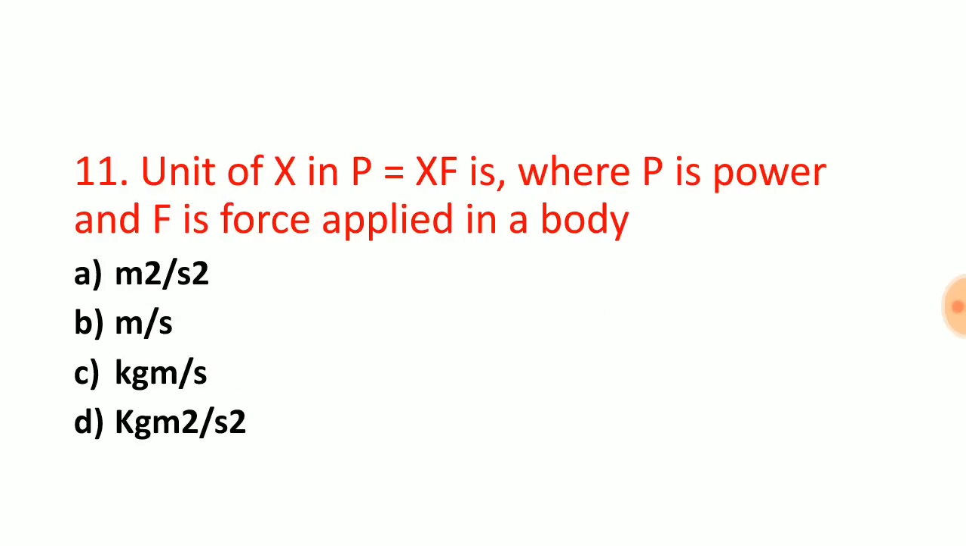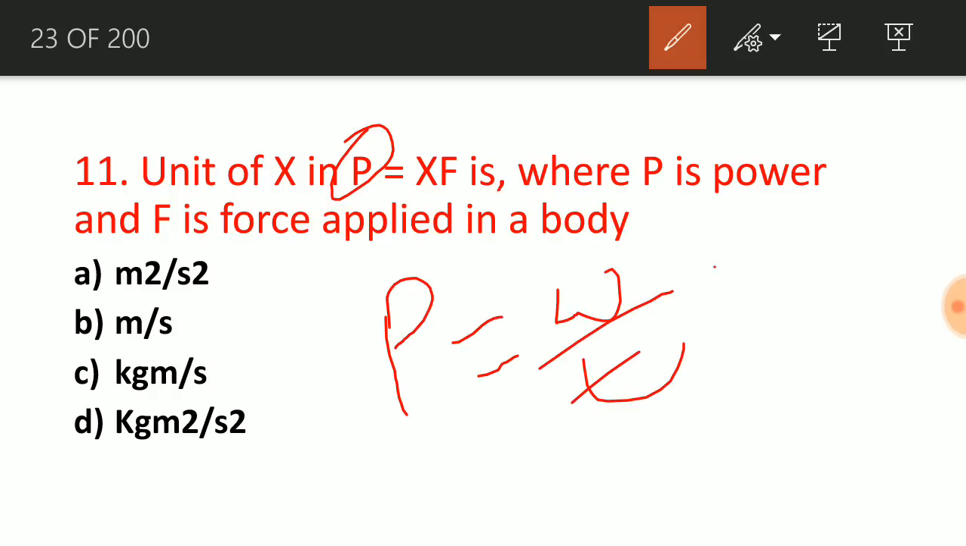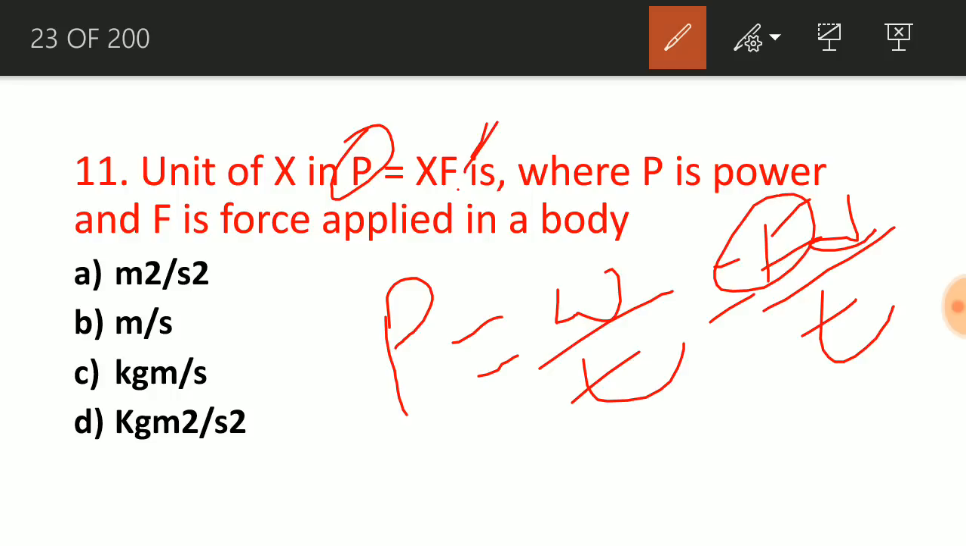Now let us see question number 11. The unit of X in the expression P is equal to X F, where P is the power and F is the applied force. Don't get confused with this P. P is not pressure here, P is power. Then we know that power is equal to work done upon time taken. Now work done is equal to force into distance by time taken. Force is already here, P is equal to X F. Then the next quantity X should be distance by time taken.